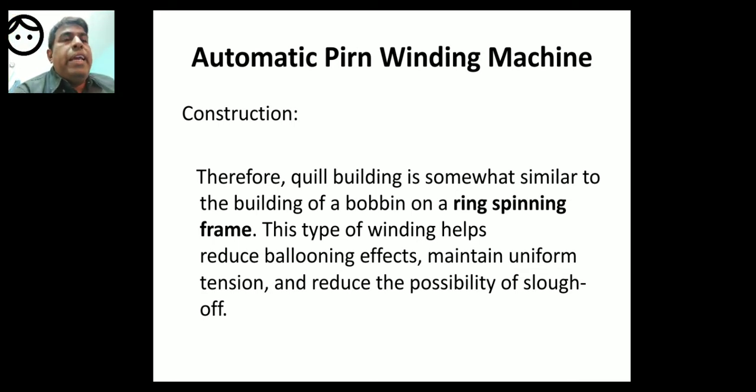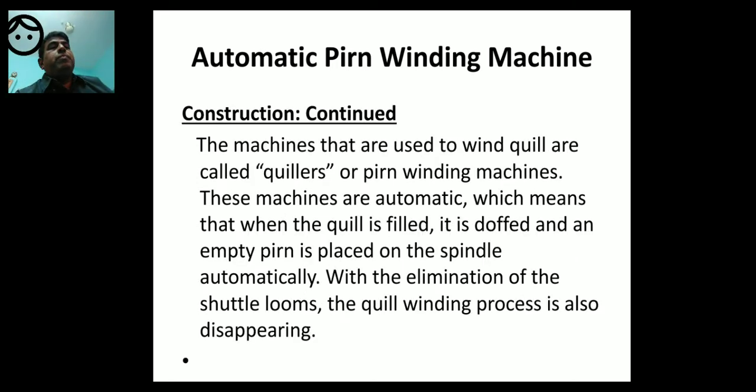Therefore, quill building is somewhat similar to the building of a bobbin on a ring spinning frame. On a ring spinning frame also the traverse will be similar. This type of winding, as I told you, reduces ballooning effects, maintains uniform tension and reduces the possibility of slough off.